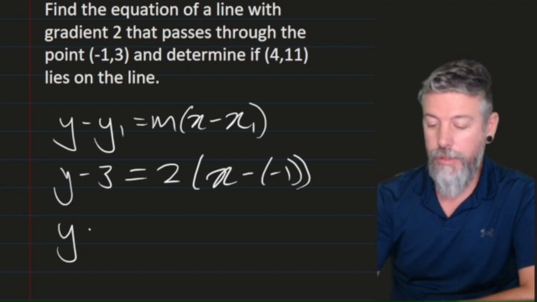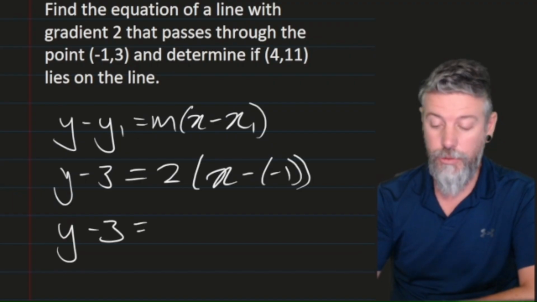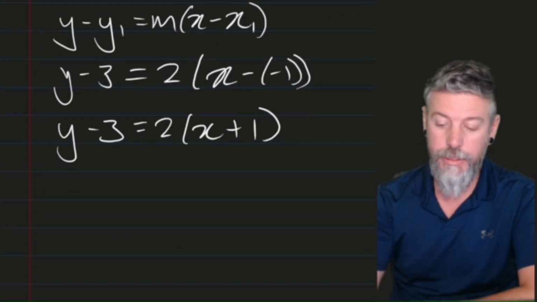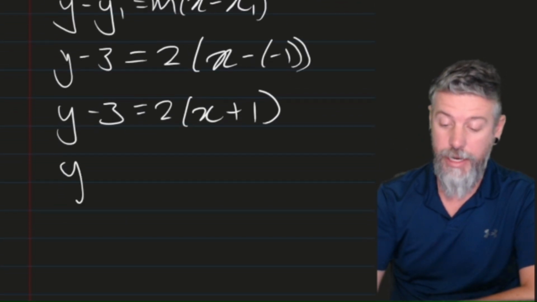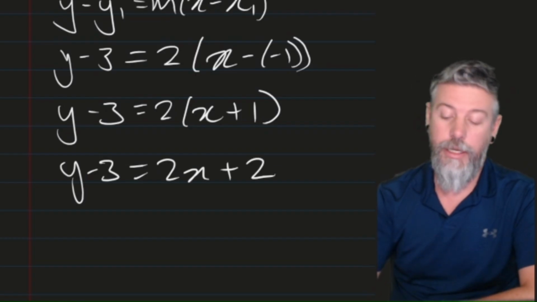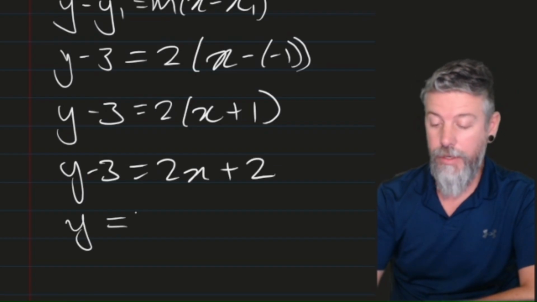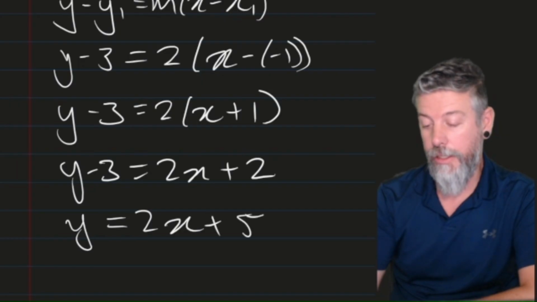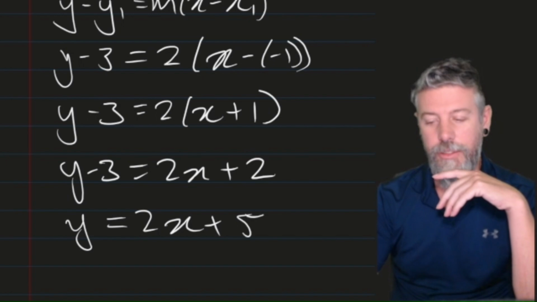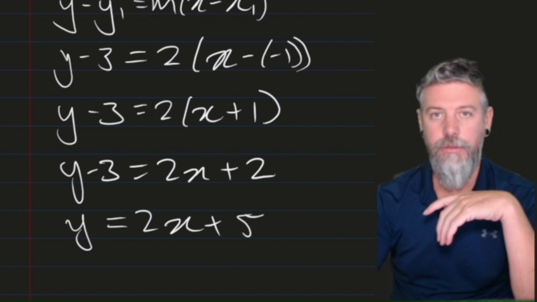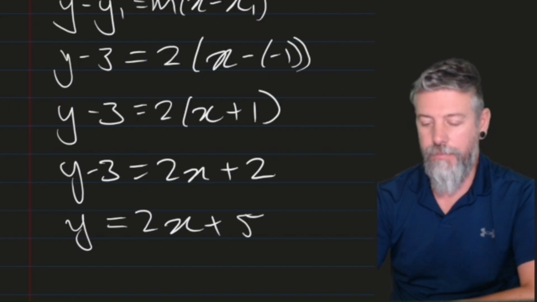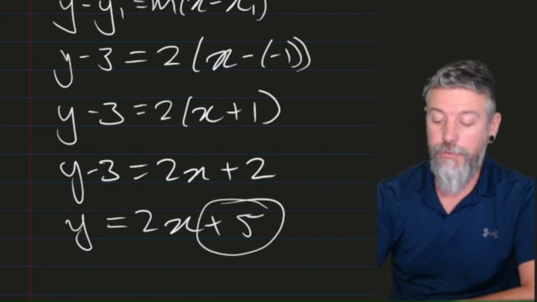So we then get y minus 3 equals 2 outside of x plus 1. Nice and easy. And then we expand the right-hand side to 2x plus 2. And then we take the 3 over and we get y equals 2x plus 5. Now, you can see that there's quite a few lines of working there to do this algebraic technique of solving this question before we get to this point of 5.